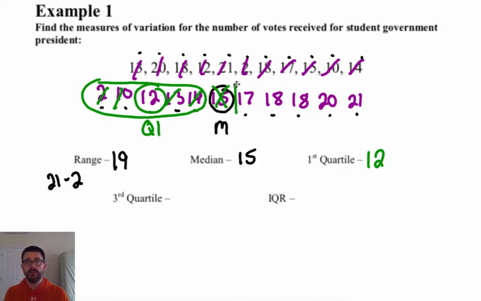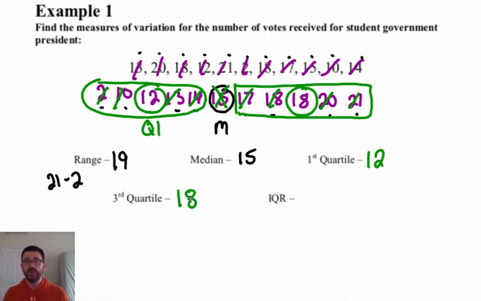Same thing up here. I'm going to focus on the upper half of the data, and I'm going to find the middle. Cross out into the middle and find my 18. And then my IQR is the difference between my third quartile and my first quartile. My 18 minus 12 gives me 6. So I put it in order, found my median, found the middle of the lower half, found the middle of the upper half. Those are my quartiles. And then the IQR is just the difference between those quartiles.